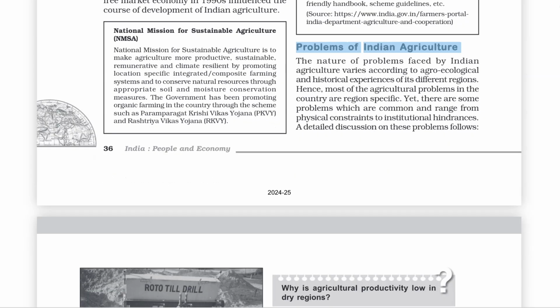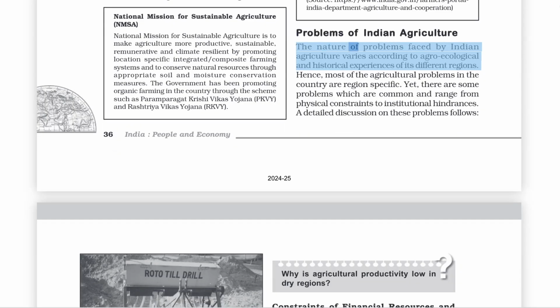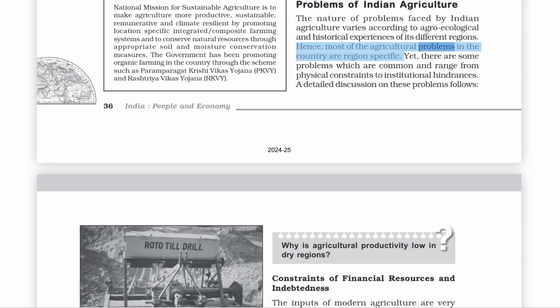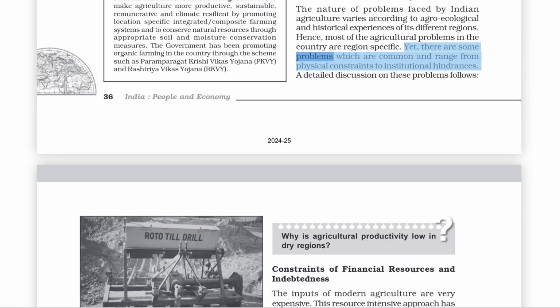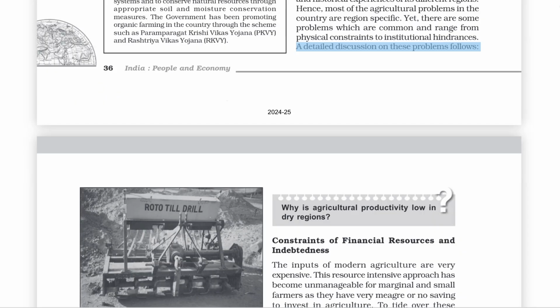Problems of Indian agriculture. The nature of problems faced by Indian agriculture varies according to agroecological and historical experiences of its different regions. Hence, most of the agricultural problems in the country are region-specific. Yet, there are some problems which are common and range from physical constraints to institutional hindrances. A detailed discussion on these problems follows.